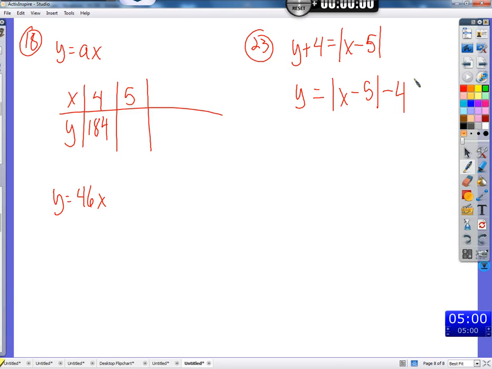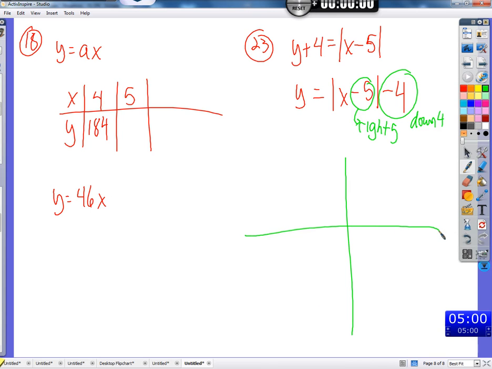What effect will this have? Down 4. And this? To the right 4. Right. Let's go 5. We'll go down 4: 1, 2, 3. We'll actually go down this time. Then we'll go to the right 5. And there's our vertex. Nothing else has changed. The steepness is the same. We'll just make sure we have the right slope, and we have it.